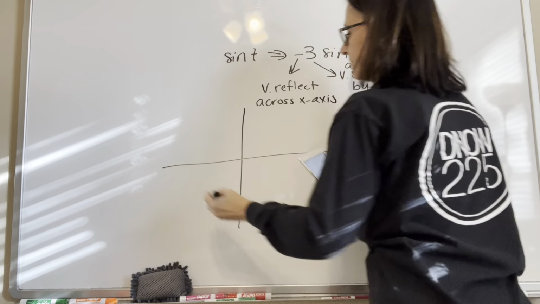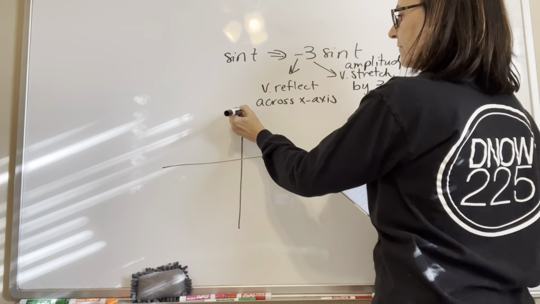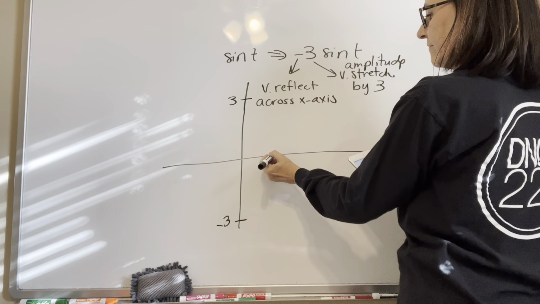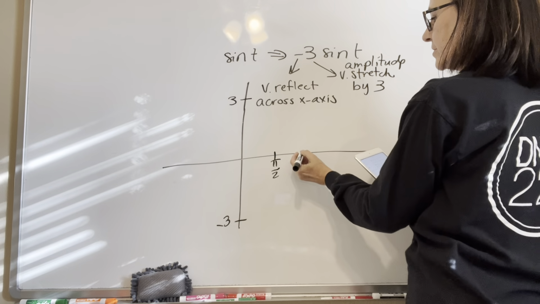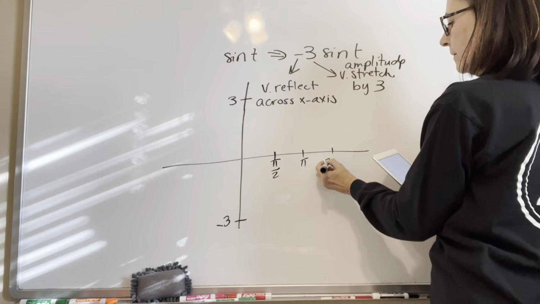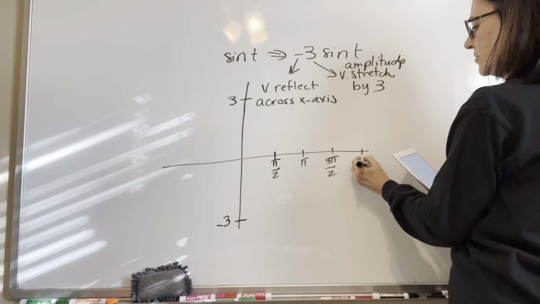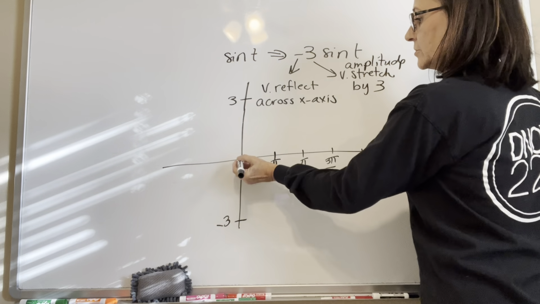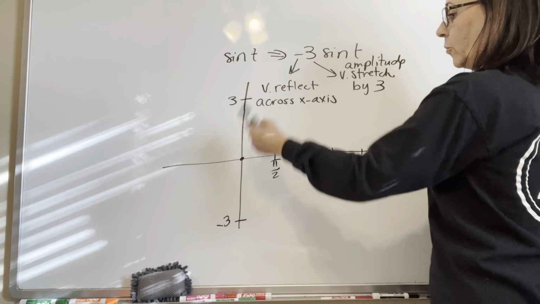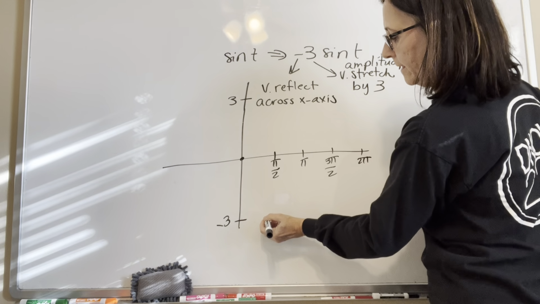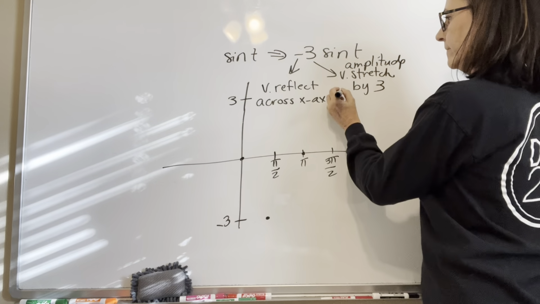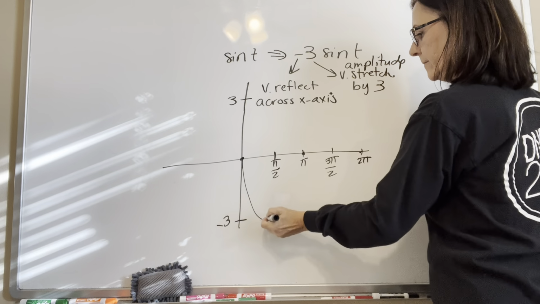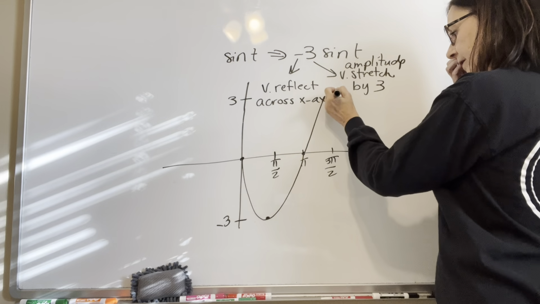All right, so instead of going up to 1, down to -1, we're going to go up to 3, down to -3. We still have our key points: pi over 2, pi, 3 pi over 2, 2 pi. I'll just do one cycle this way. We're still going to start at 0, but instead of going up, we're going to go down. Down, down, back here, up, back here. So that it looks like this, and it's vertically stretched.